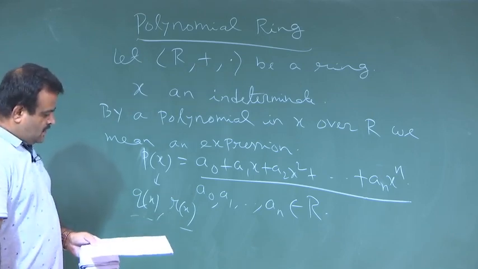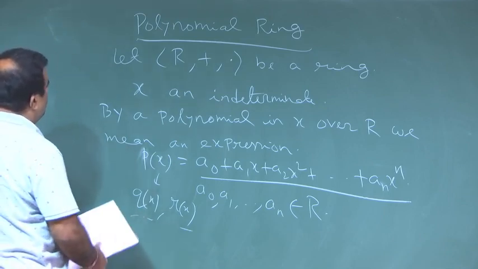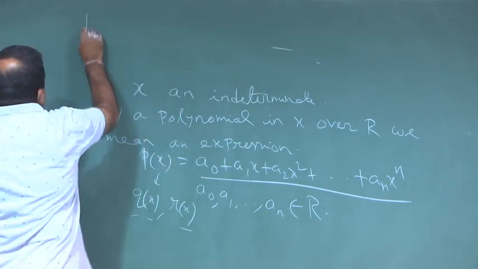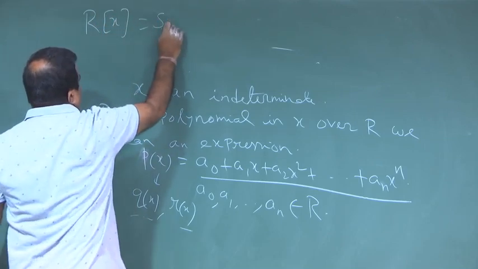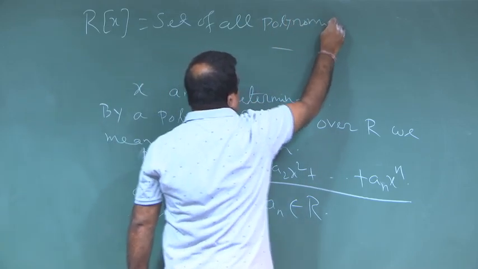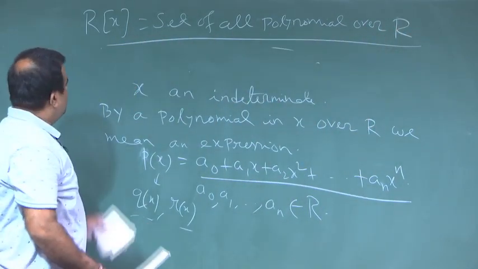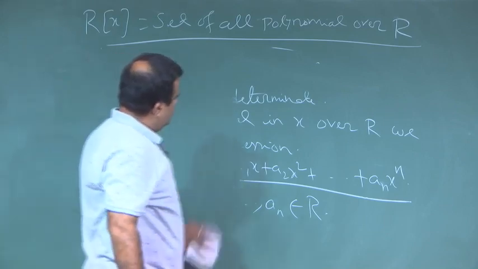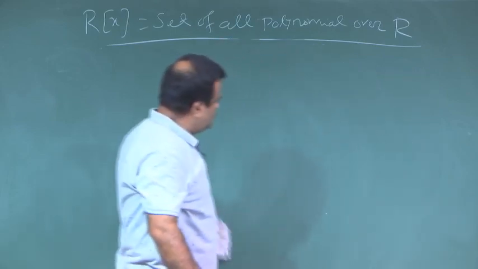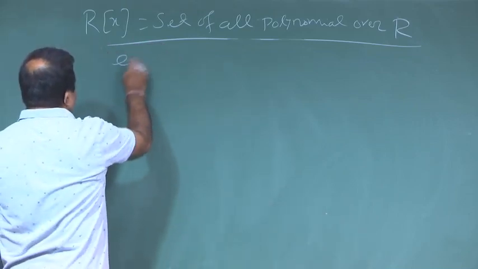Okay. So, now we define R[x] to be the set of all polynomials over the ring R. Now, we define a few operations on this R[x], like equality, addition and multiplication. When we say two polynomials are equal, we define the terms, equality of two polynomials.